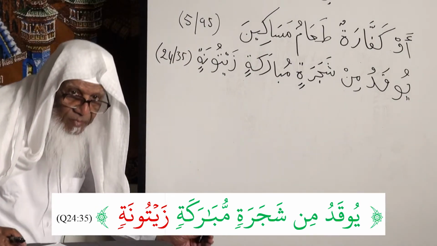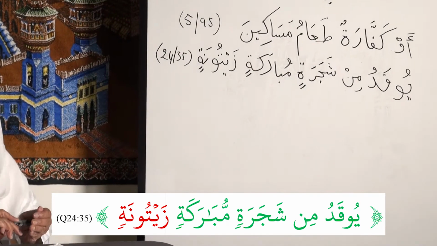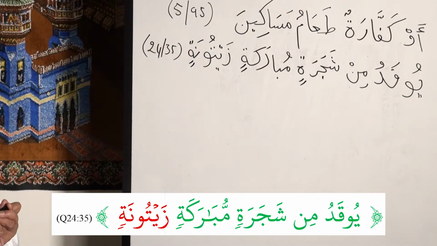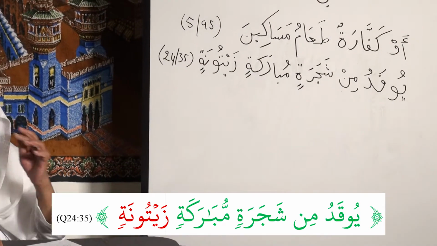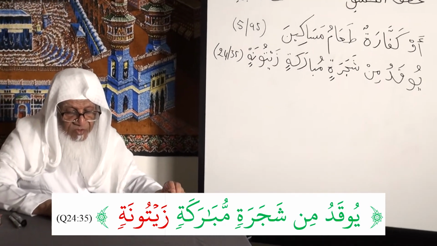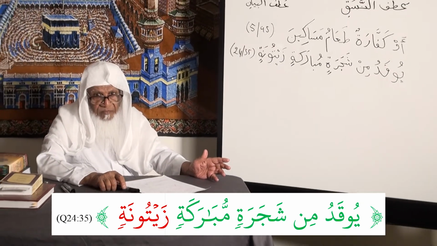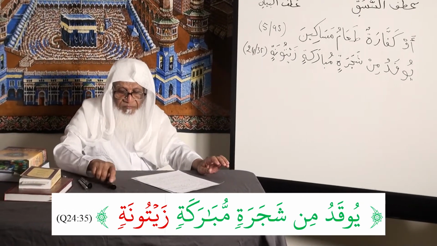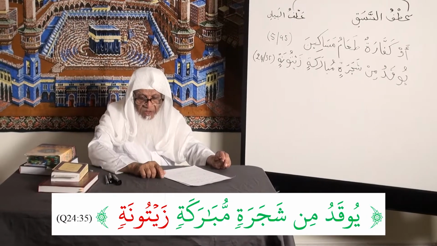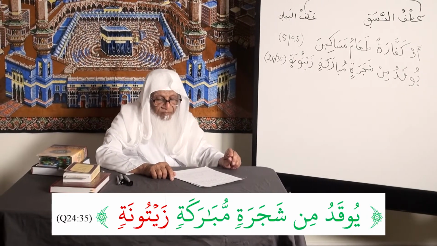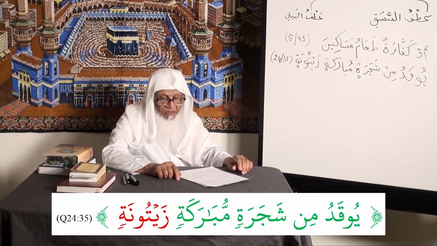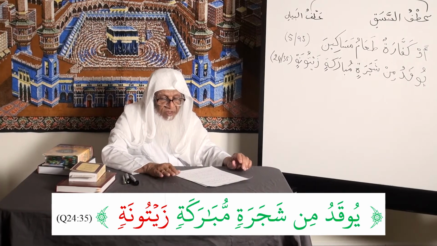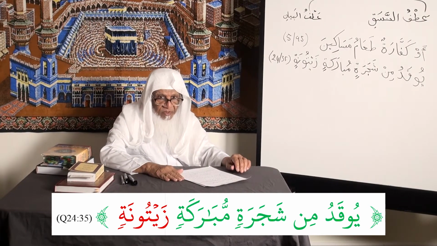يُوْقَدُ, this lamp is lit. يُوْقَدُ مِنْ شَجَرَةٍ, from the oil of a tree. يُوْقَدُ مِنْ شَجَرَةٍ مُبَارَكَةٍ, a blessed tree, زَيْتُونَةٍ. Now زَيْتُونَة is عَطْف بَيَان, olive plant. أَوْ يُوْقَدُ مِنْ شَجَرَةٍ مُبَارَكَةٍ زَيْتُونَةٍ.